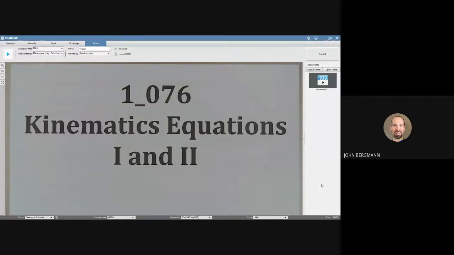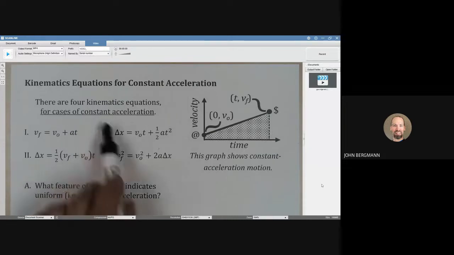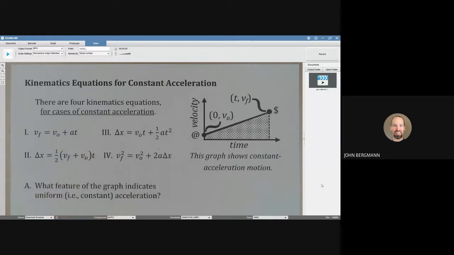In this video, we go through the derivations for kinematics equations 1 and 2. There are two other equations, and we'll derive those in another video. These are the four kinematics equations that can be used only when there is constant acceleration. If there's not constant acceleration, we can't use these. But in many cases, the acceleration is constant, and so these are great to use.